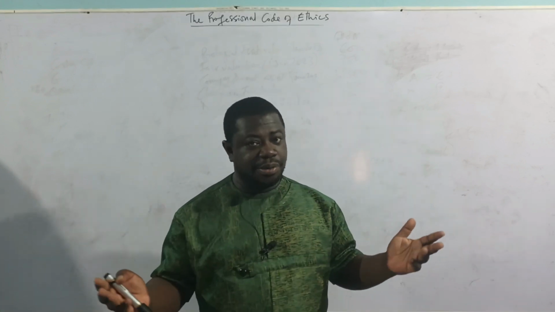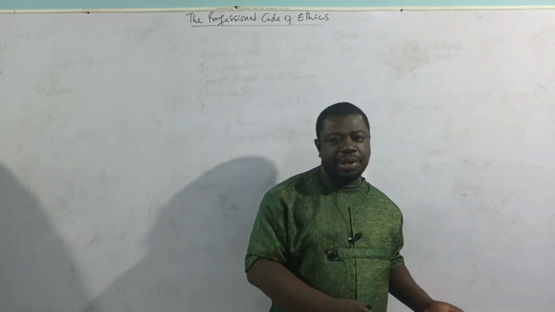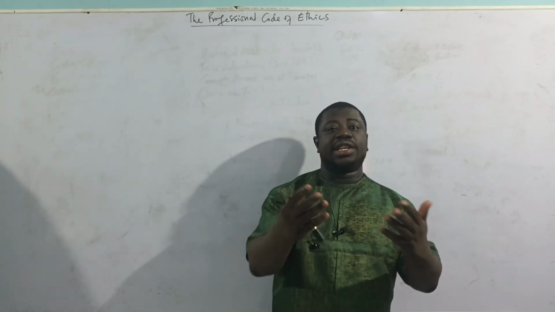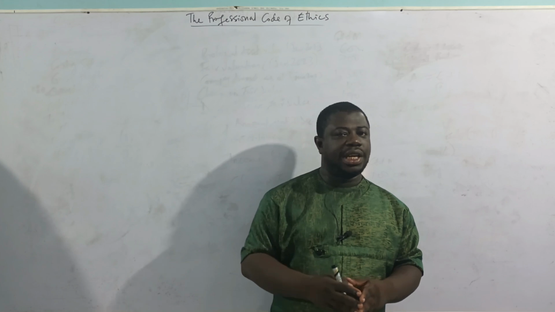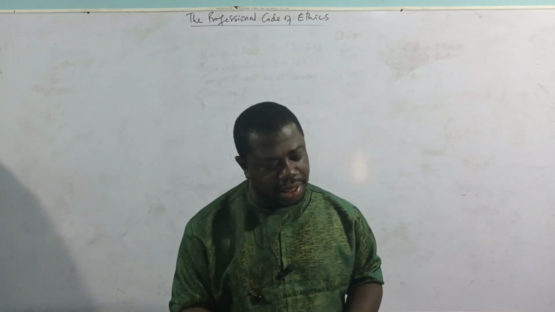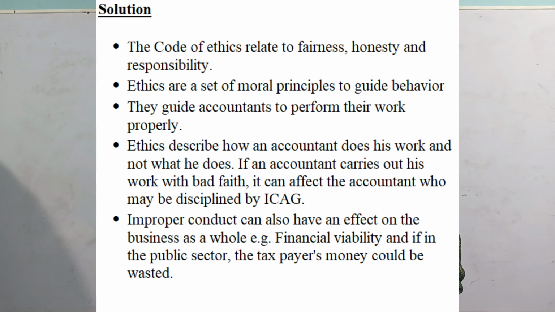This is very basic. I told you I'm starting from very basic questions to more complex. This is a question of knowledge, not a question of application. So let's quickly go through this and take another one. Second point: ethics are a set of moral principles to guide behavior. That makes it very important because they are moral principles that uphold morality in the discharge of your duties as an accountant. The third point: they guide accountants to perform their work properly. Ethics will make sure that accountants' work is being done properly and not haphazardly.